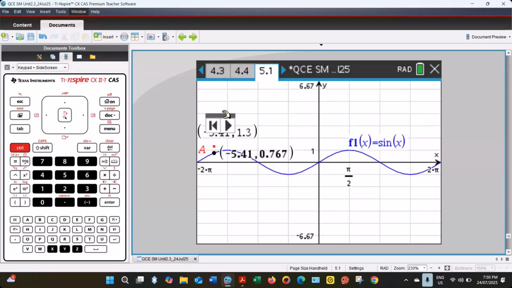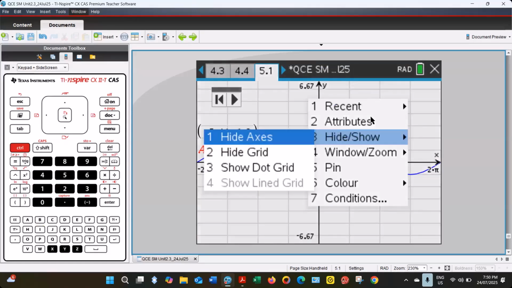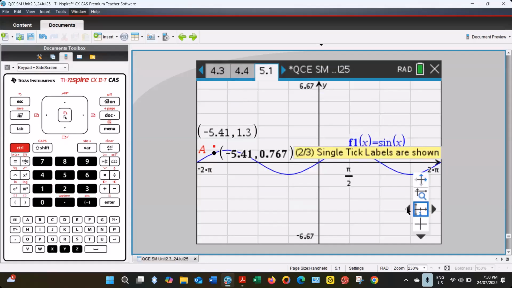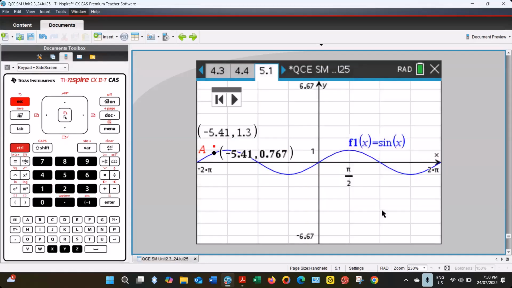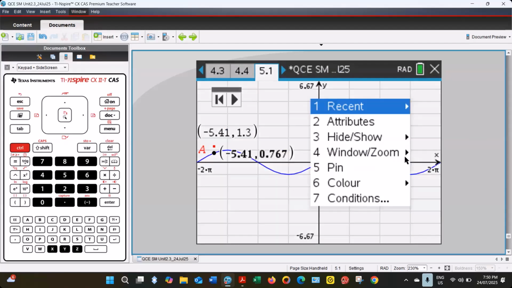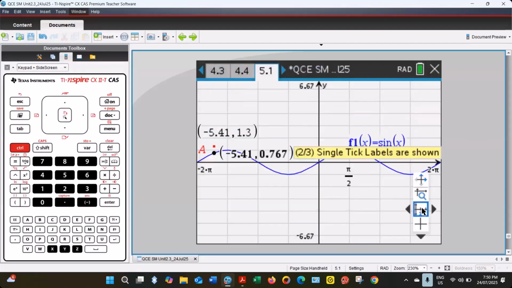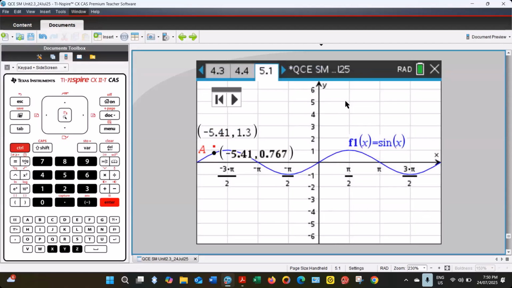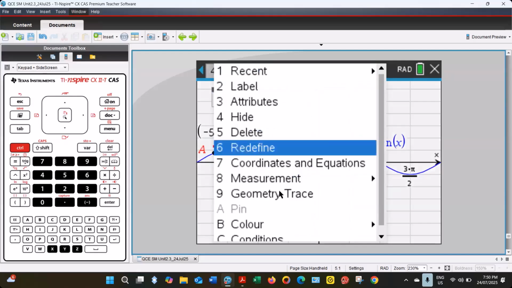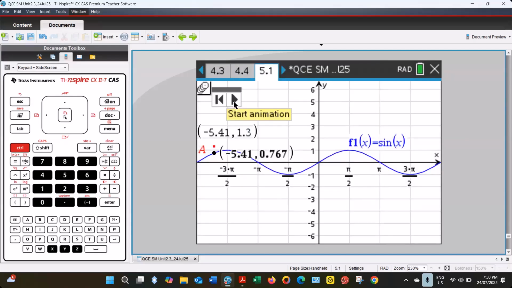And I might as well get multiple labels in. So just hover over the axis, control menu, attributes, and the attribute I want is multiple labels. Whoops, except I undid it. Try again, attributes, multiple labels, and enter to lock it in. Okay, so I'll start the animation. And we see that it's still working. So now I need to get a trace of that. So hover over A, control menu, geometry trace, start the animation.